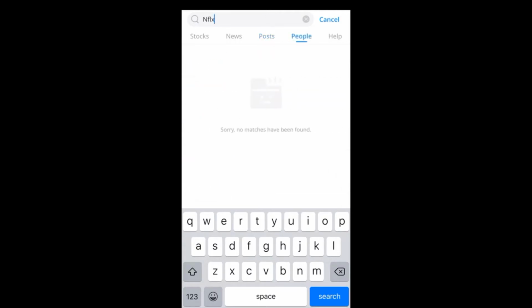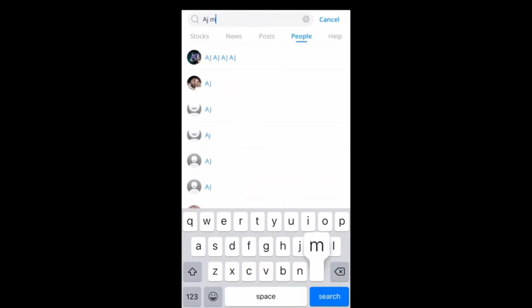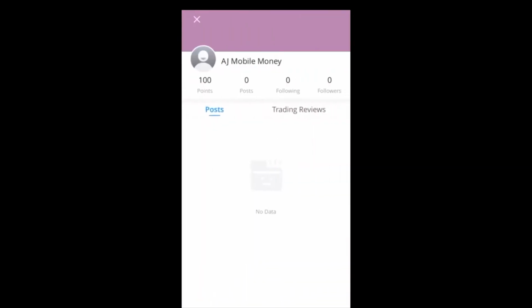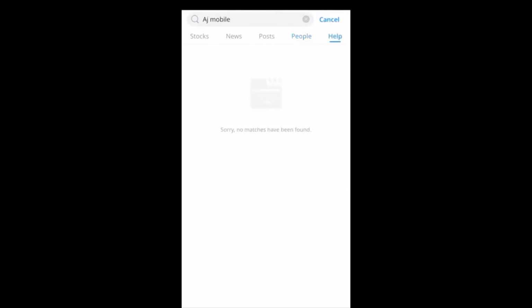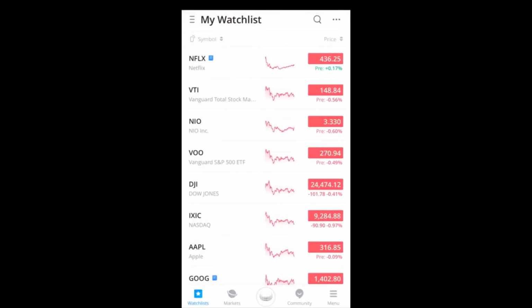And then you can also search people. We'll get more into the people section later, but you can search me, AJ Mobile Money, and you can see my specific profile. And then you can also go to the help section if there's something specific you want to search. So we hit cancel, we'll go back to the watch list.